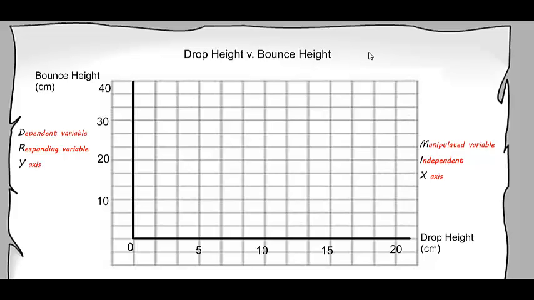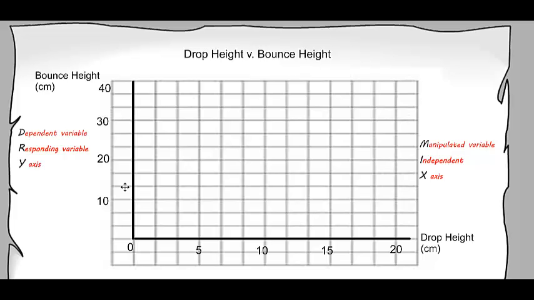Again, every graph must include a title, and the title should show and reflect the relationship between the dependent and the independent variable. The independent variable in this case was drop height, and by changing drop height, how bounce height was affected.